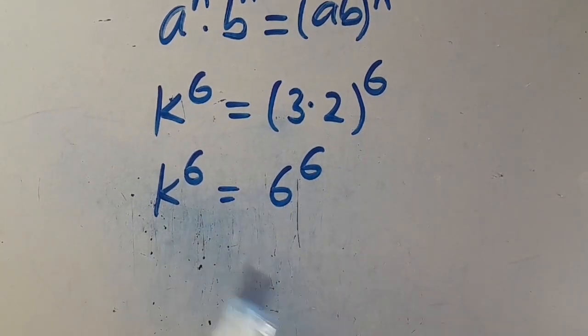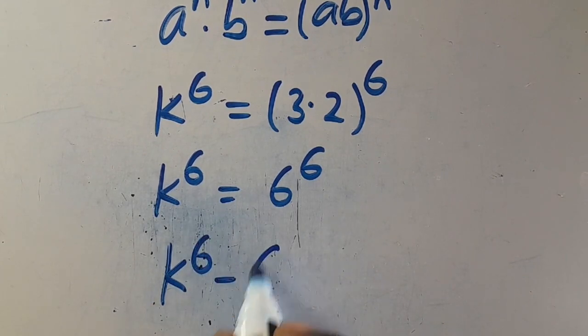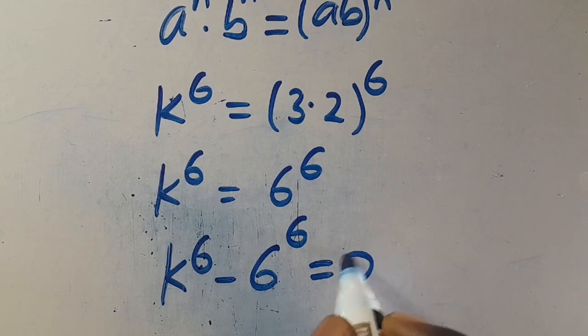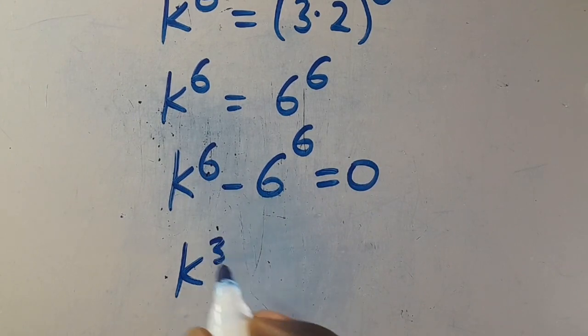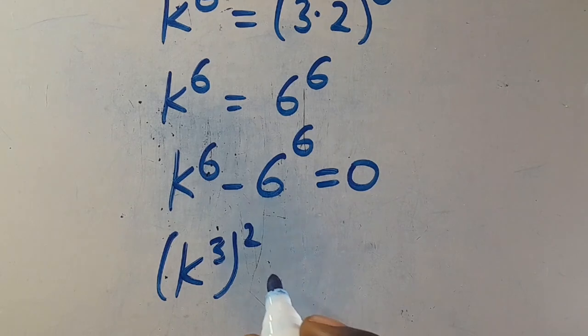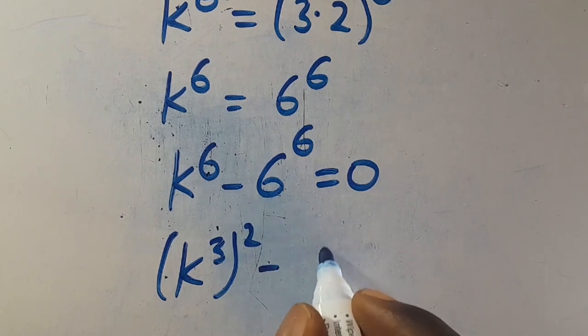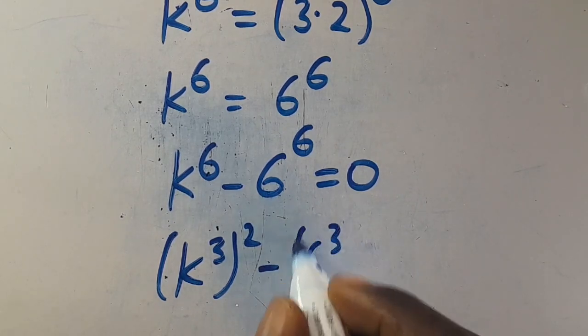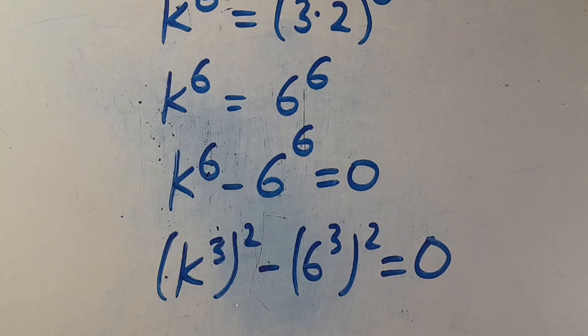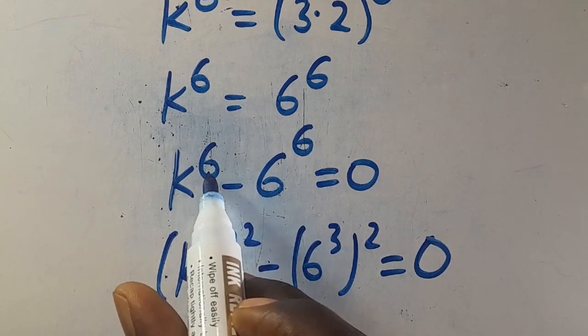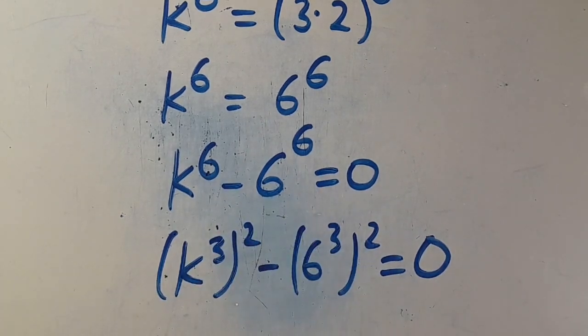Then let's take this one to here and set everything to be equal to 0. So we have k to the power of 6 minus 6 to the power of 6, and we have everything equal to 0. Then we can write this as (k to the power of 3), all in parentheses, to the power of 2, minus (6 to the power of 3), all in parentheses, to the power of 2. Then we set everything to be equal to 0, since 3 times 2 will give us 6 back.